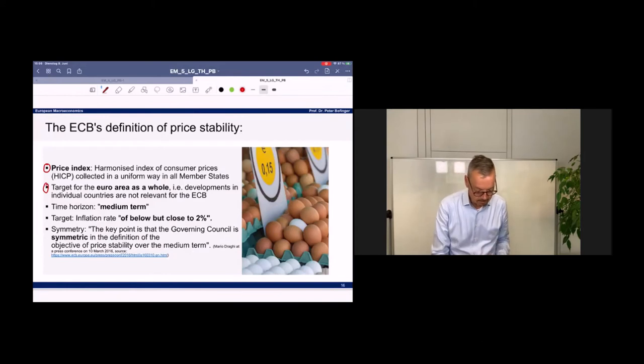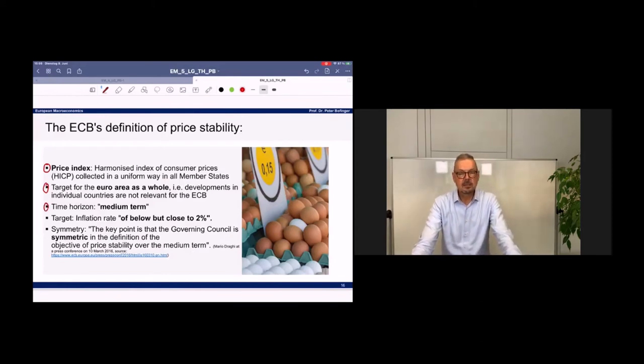Okay, the time horizon for the ECB is the medium term, which means that the ECB does not react to, must not react to very short-term fluctuations of the inflation rate. The target value for inflation is an inflation rate of below but close to 2%. That's a little bit strange wording, but that's the ECB.